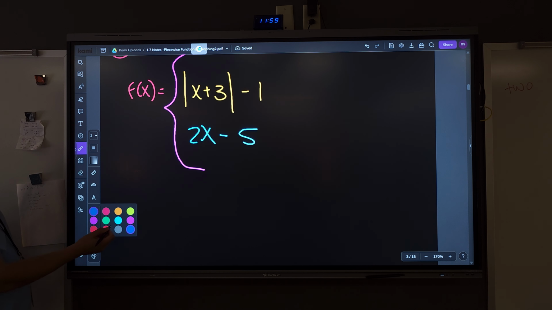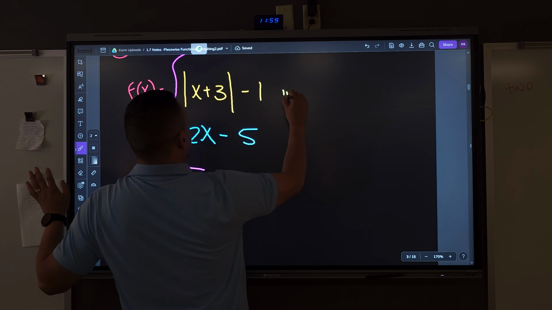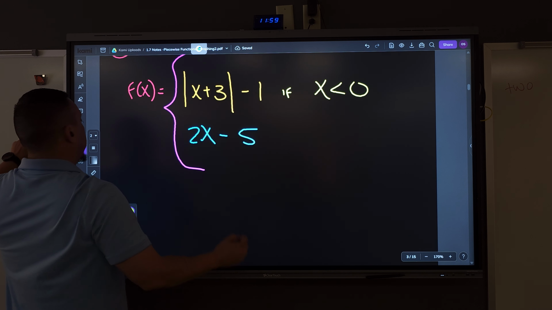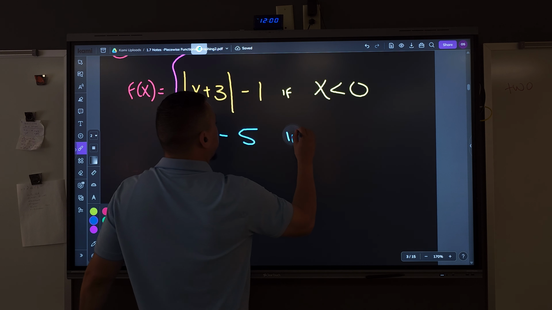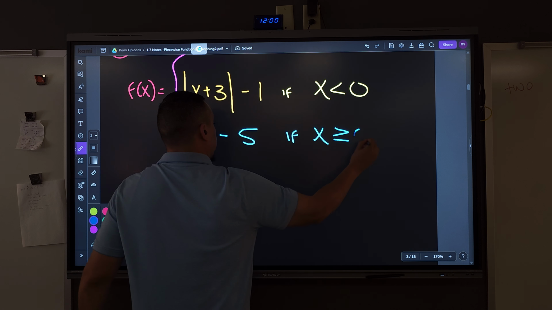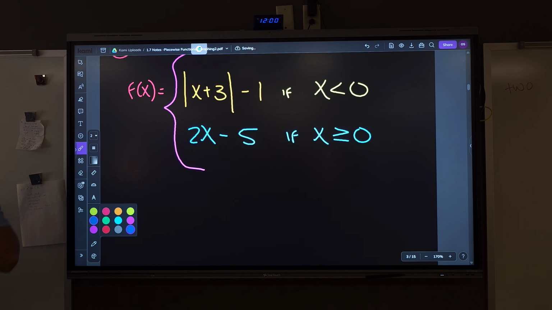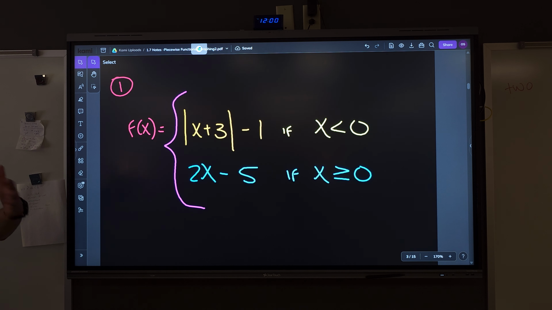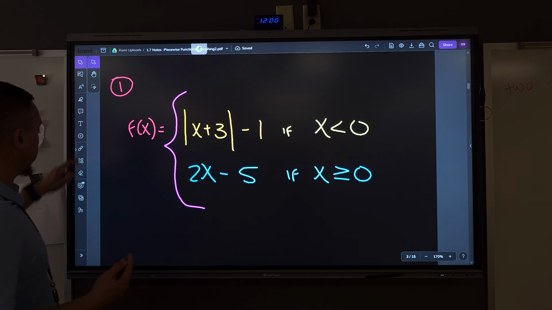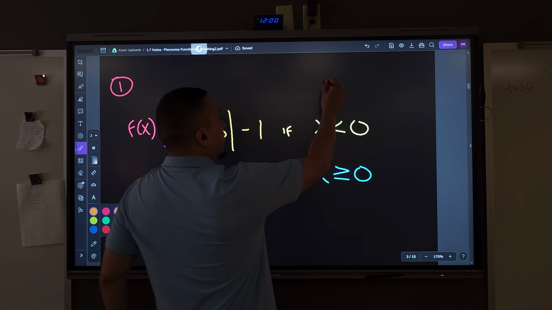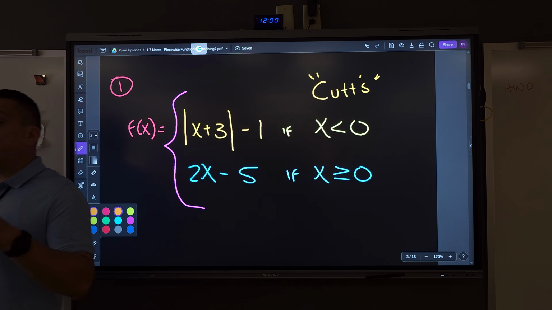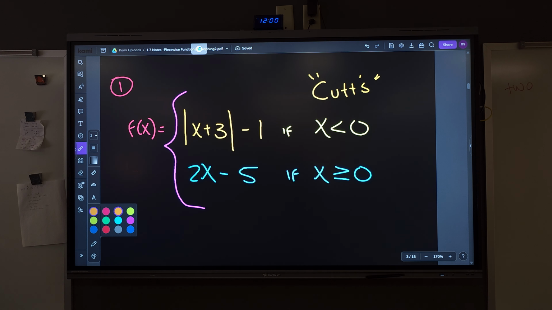Now, they come with domain restrictions. So they'll say like this: if x is less than 0, and then this one says if x is greater than or equal to 0. Those are called domain restrictions, which basically tell us, I want this piece of that one and that piece of this one. Just to communicate easily, I call those the cuts. That's how you cut those pieces.